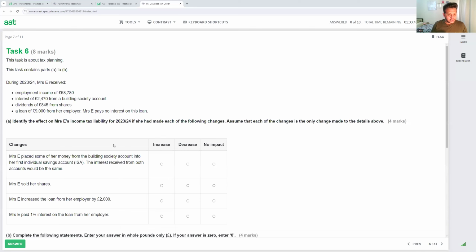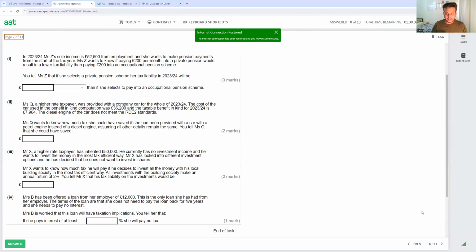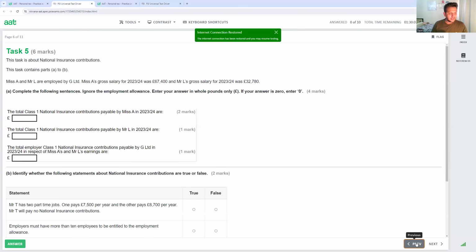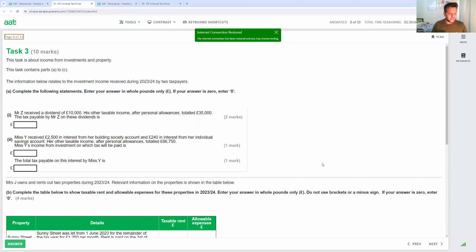For the next question, I'd like to move to assessment 1 once again, question number 3. Some students said they feel this question is very difficult. It is not difficult, but a bit tricky. It's a 10 marks question about income from investments and property. This task contains parts A to C. We're going to follow just the first part, A, because this is where students feel a little confused.